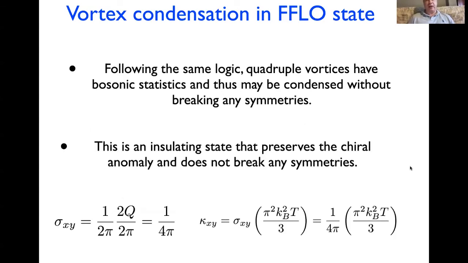So it turns out that the smallest vortex that can be condensed is actually a quadruple vortex, a vortex with flux 2hc over e, or 4 pi in units where h bar equals c equals 1. If we condense such quadruple vortices, we get an insulating state that nevertheless has a fractionally quantized Hall conductivity. It's a Hall conductivity of e squared over 2h per atomic plane, or e squared over h times half a reciprocal lattice vector.